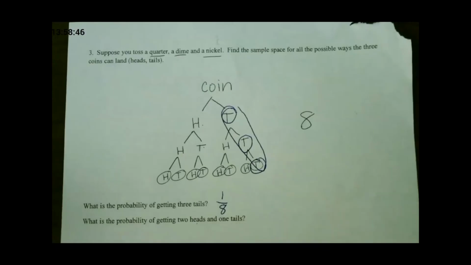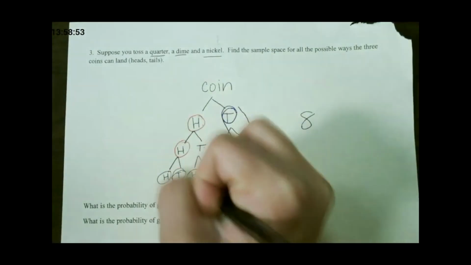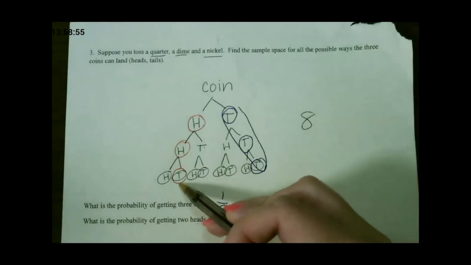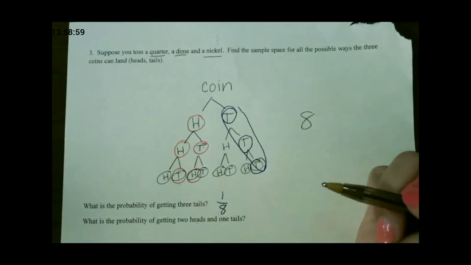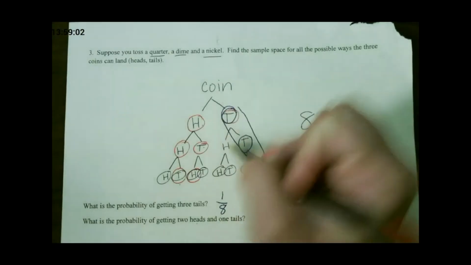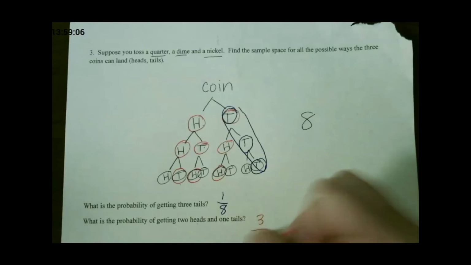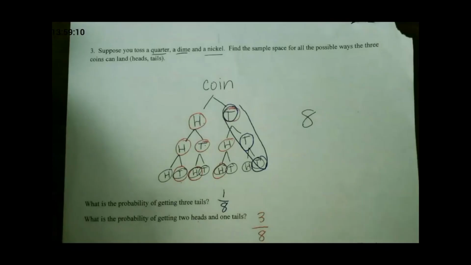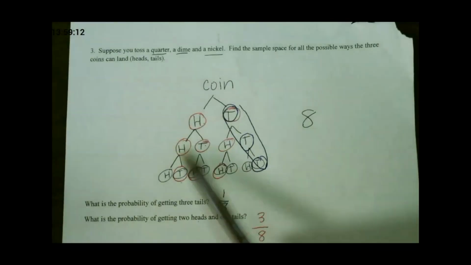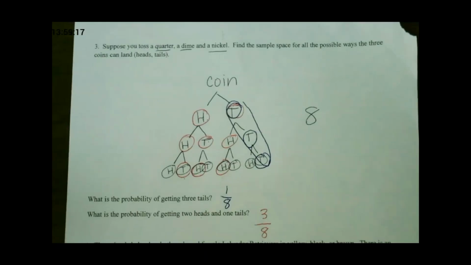So we need to look at our tree and see how many options I have to get 2 heads and 1 tail. So I have heads, heads, tails. I could also do heads, tails, heads. And then I could do tails, heads, heads. So that would give me 3 out of 8 for my probability of getting 2 heads and 1 tails. Always remember that it doesn't matter which order those occur in, so that gives us 3 possible outcomes.